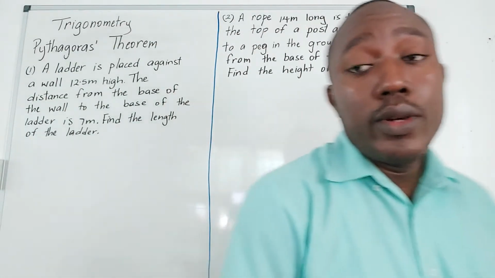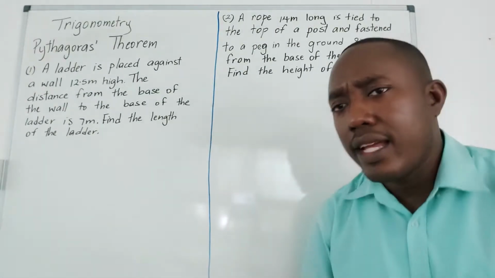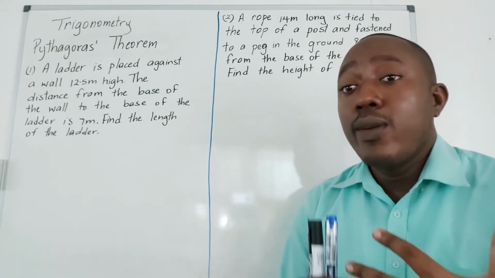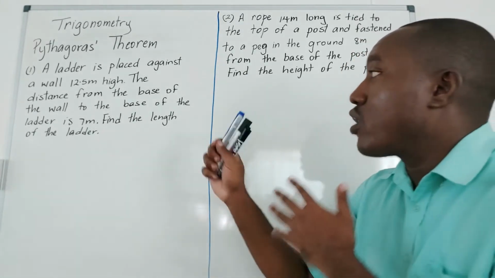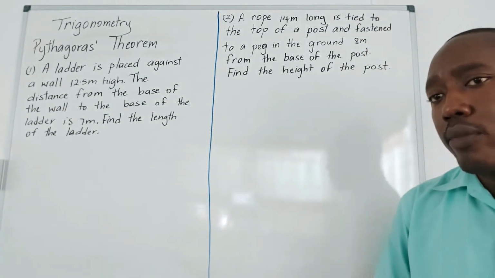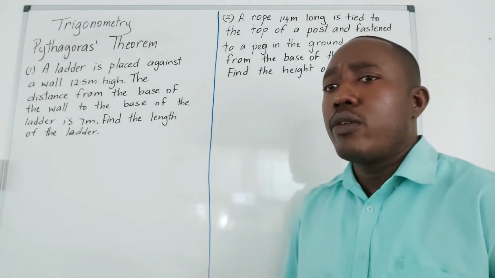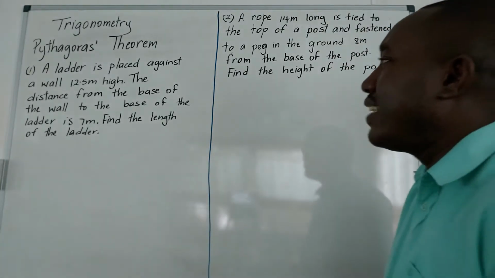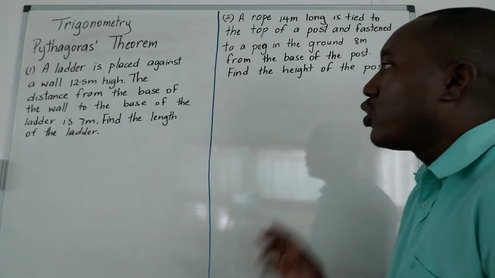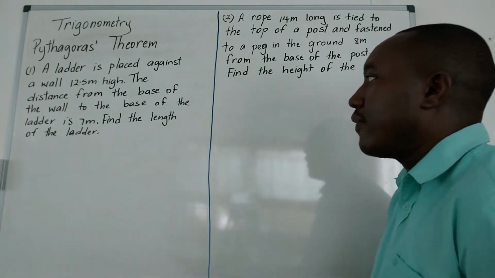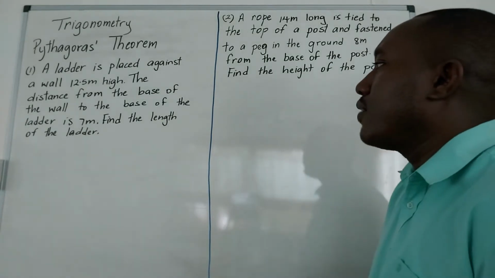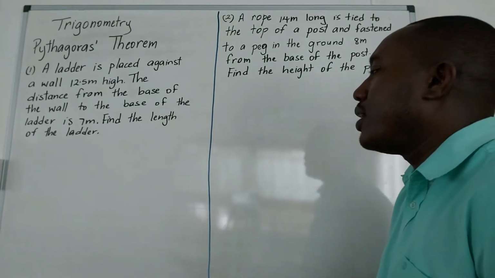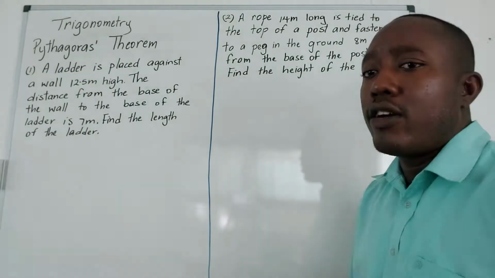Alright, welcome to our next lesson on Pythagoras' Theorem, where we will apply what we have learned to solving these worded problems. Here is our first problem. A ladder is placed against a wall 12.5 meters high. The distance from the base of the wall to the base of the ladder is 7 meters. Find the length of the ladder.